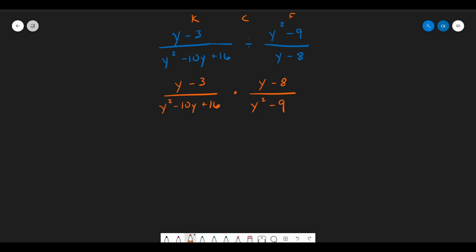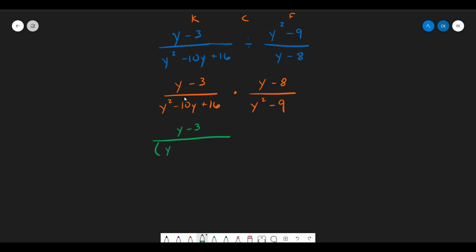Okay. Now, I work with this as if it were a regular multiplication problem. I see binomials and trinomials, so I need to factor. Y minus 3 does not factor. We leave it as y minus 3. My trinomial on the bottom here, y squared minus 10y plus 16, we'll factor that in our normal trinomial method. What two numbers will multiply to get 16 and add to get negative 10? That's going to be negative 8 and negative 2.